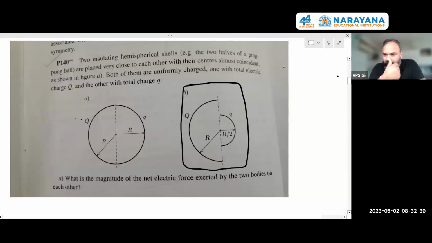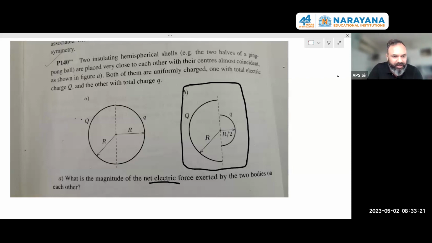In this problem we have two insulating hemispherical shells. If you observe, these are uniformly charged hemispherical shells and insulating in nature. Now, he has given that the uniform charge on this and this separately is capital Q, small q, and their radii are also given, r by 2. The question was simple. He said, what is the net electrostatic force exerted by each other?